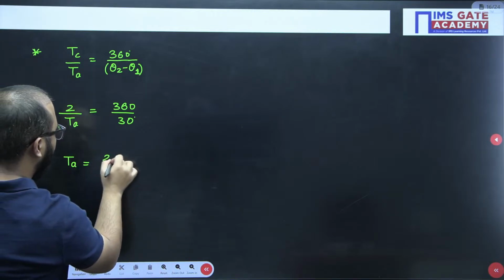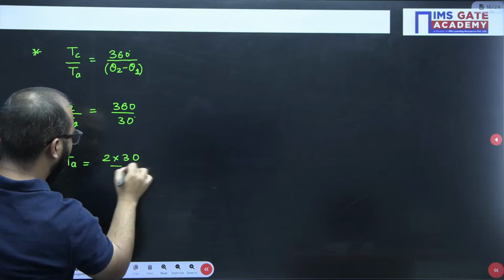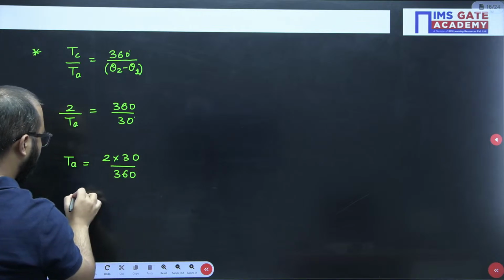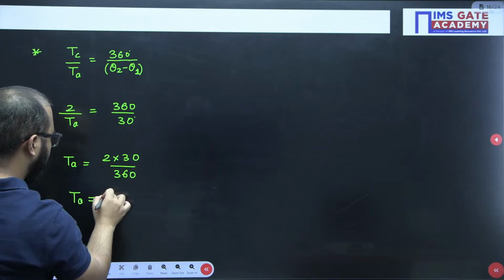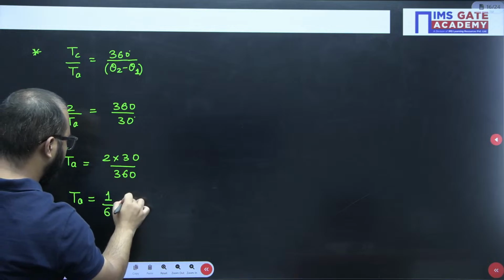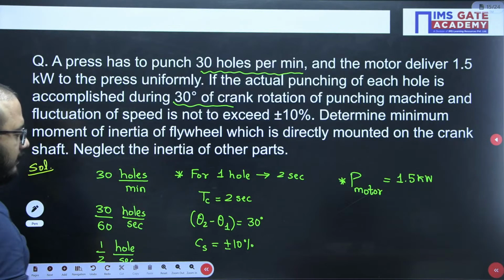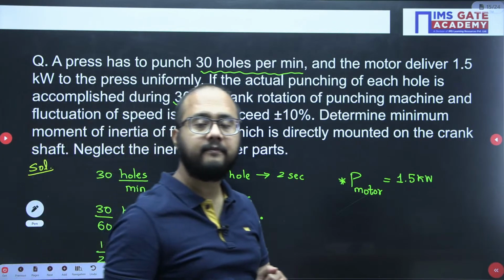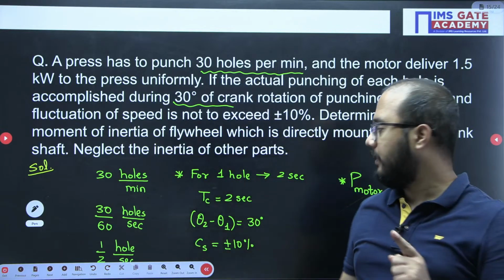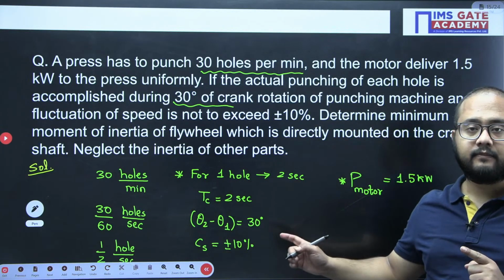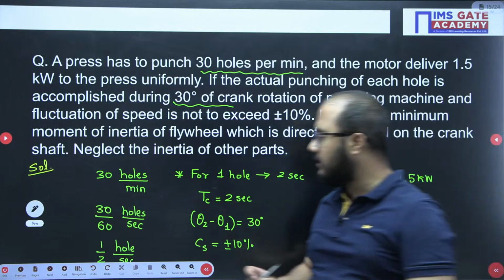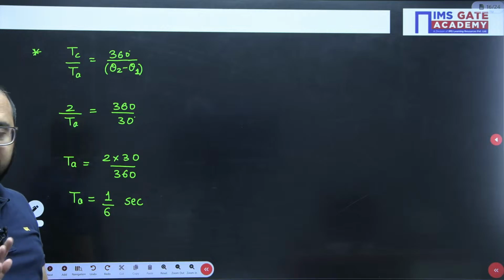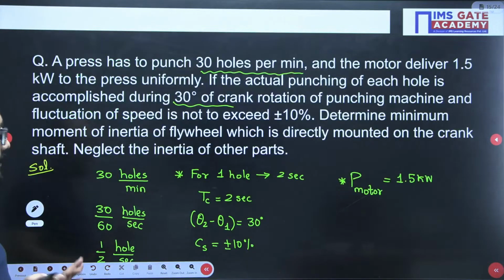So, if you solve here, Ta value will be 2 into 30 divided by 360. So, this 0 will get cancelled out. The actual punching time will be 1 by 6 second. So, cycle time was 2 seconds and actual punching time is 1 by 6 second. Please understand, cycle time is 2 seconds and actual punching time we have solved is 1 by 6 second. Okay, is it clear, everyone?